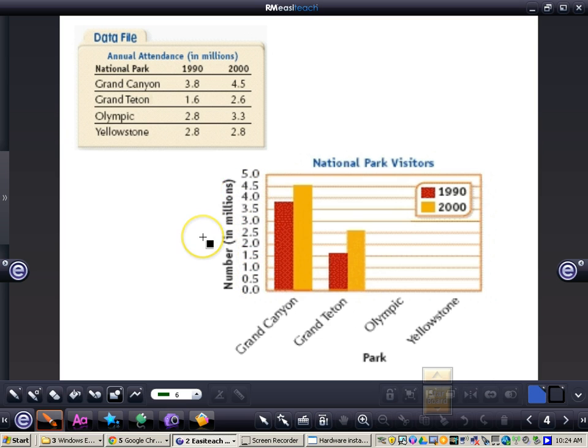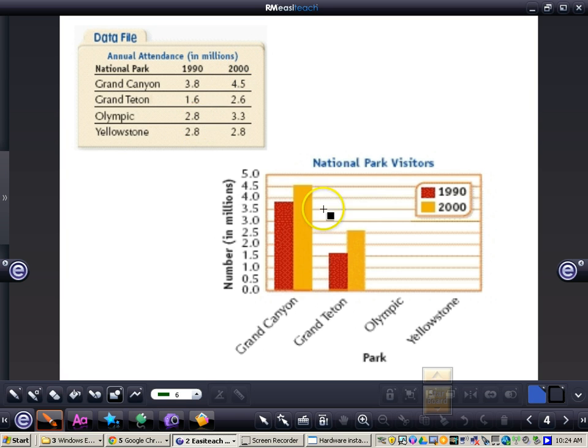Okay, with going up my vertical axis, and then the horizontal axis, we can see Grand Canyon and so on. And the park is the title there. So those are the different parks, and we can see that. So this is just data that shows us the annual attendance in millions, from 1990 all the way and comparing it to 2000.